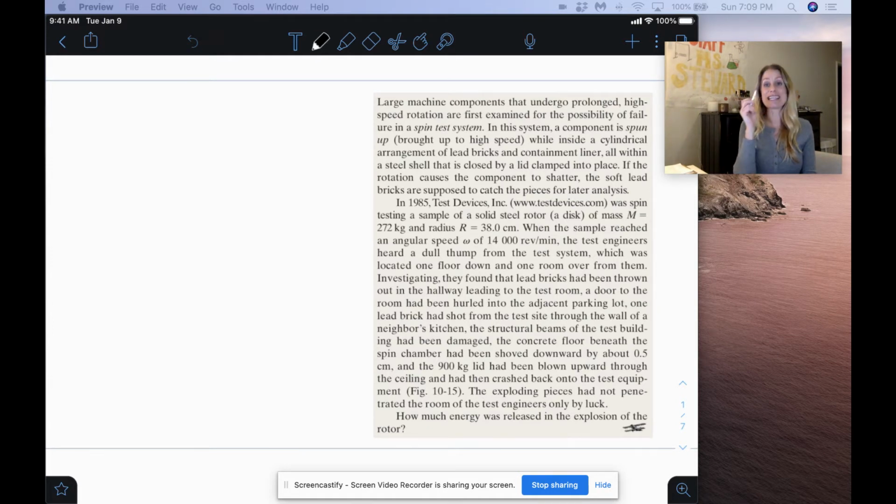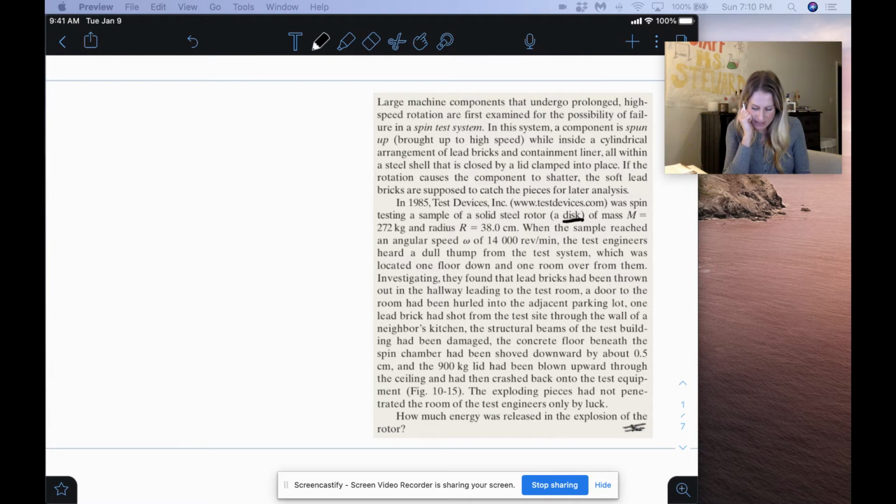they tell us is a disc, which is important here, of mass m is equal to 272 kilograms and radius r is equal to 38 centimeters. When the sample reached an angular speed omega of 14,000 revolutions per minute, the test engineers heard a dull thump from the test system, which was located 1 floor down and 1 room over from them.